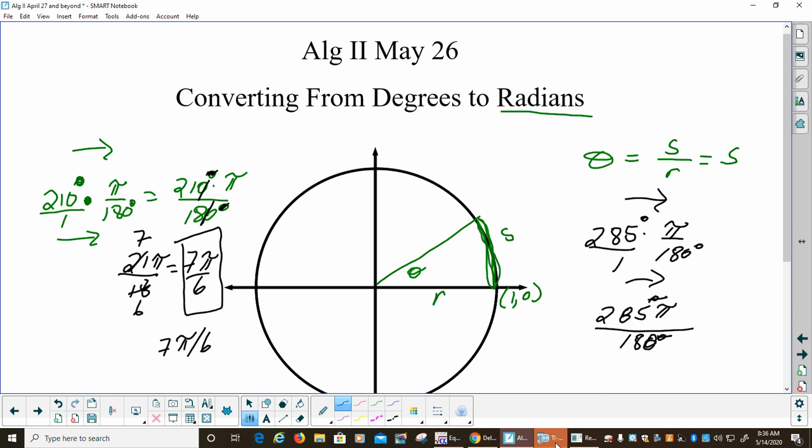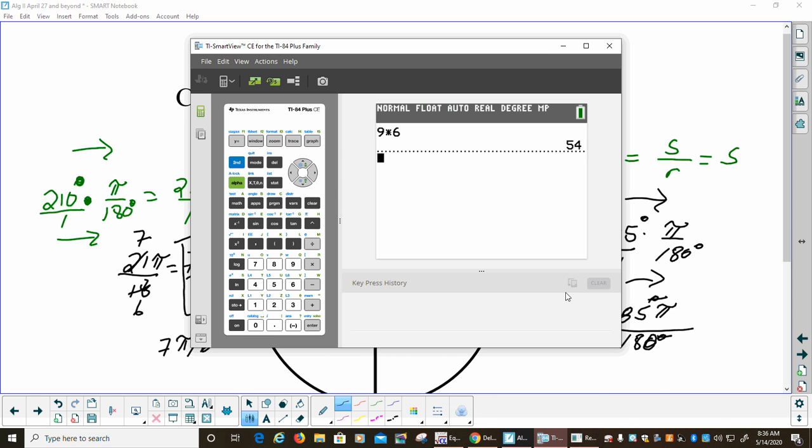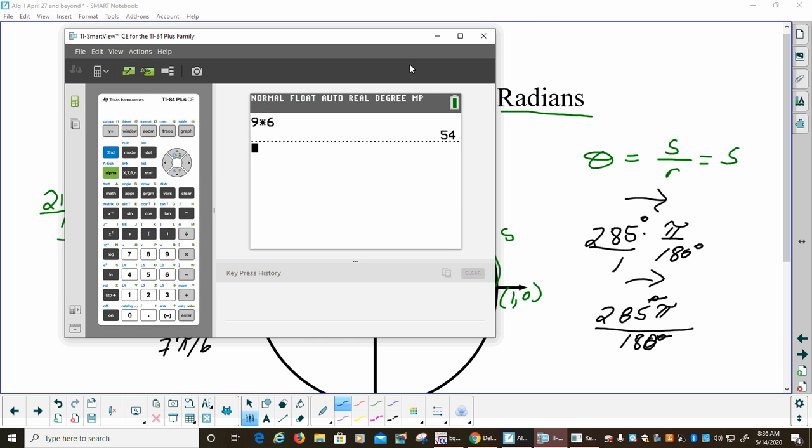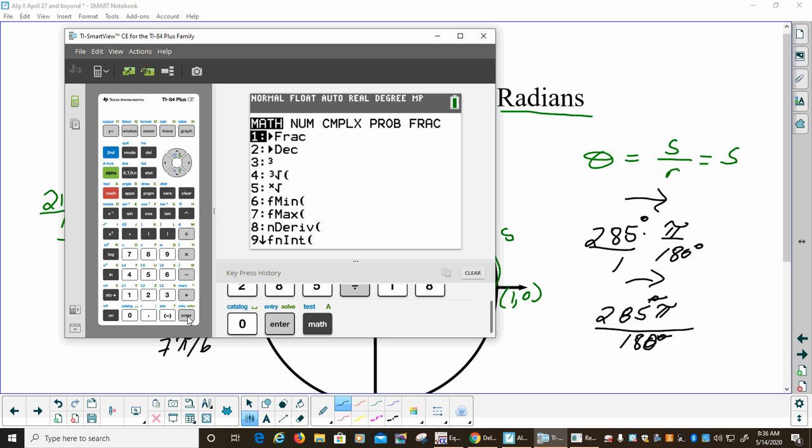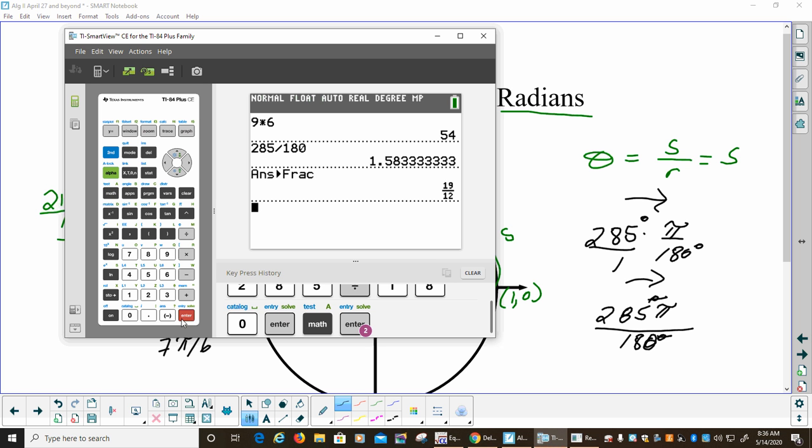A little trick which you guys can do on your calculator: don't type the pi in. You can go 285 divided by 180. Go ahead and hit enter, and you get that decimal. Go to math, enter, enter. It reduces the fraction for you. So 19 twelfths.